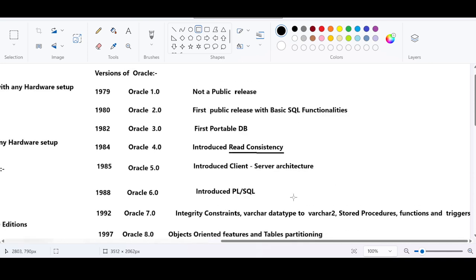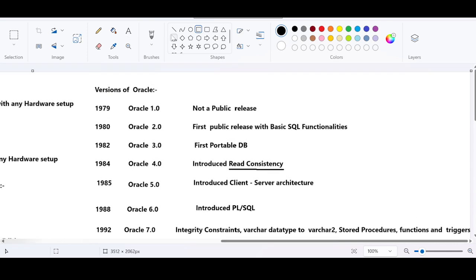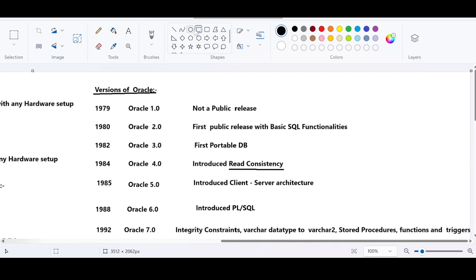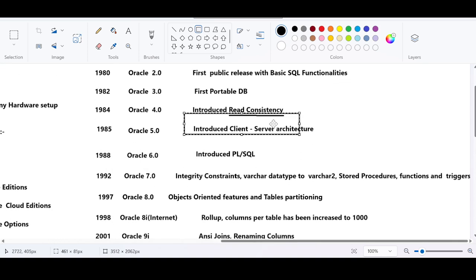That's it. This many Oracle versions are there from 1979, starting from 1.0. We will learn everything. I have said something like read consistency, and we will also learn these things in detail. I have also said the client server architecture. It is just like a syllabus. We will learn these things also.